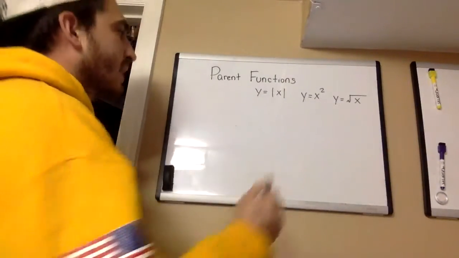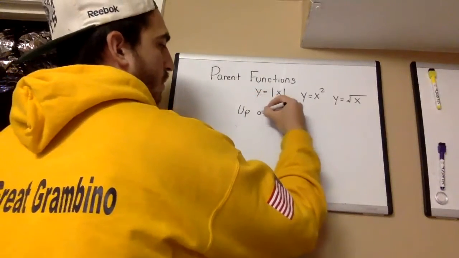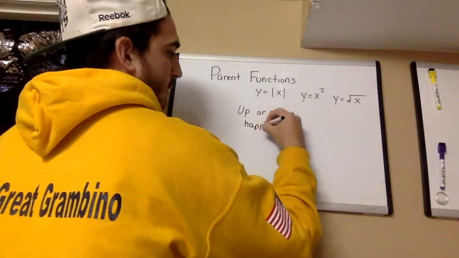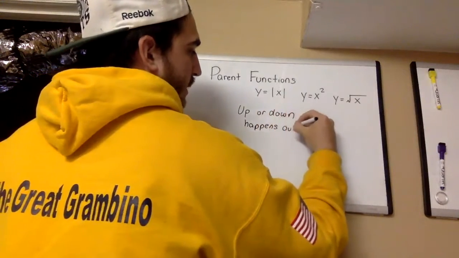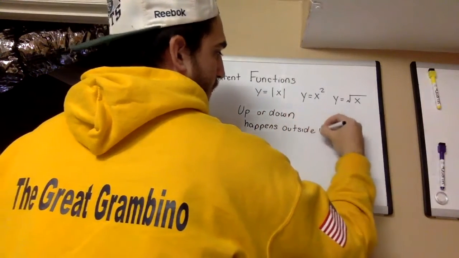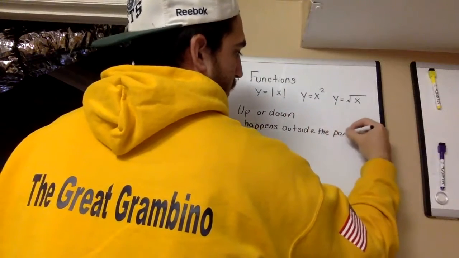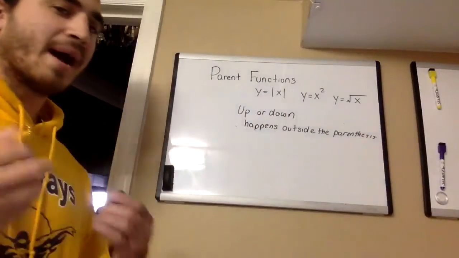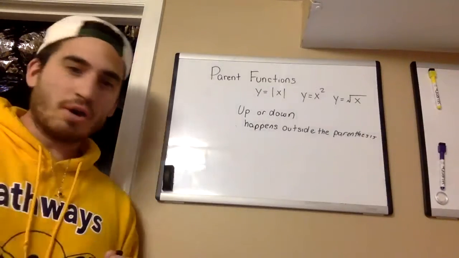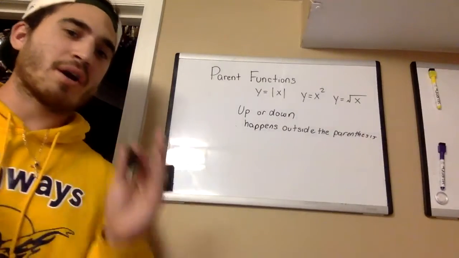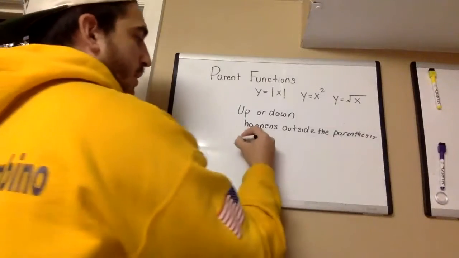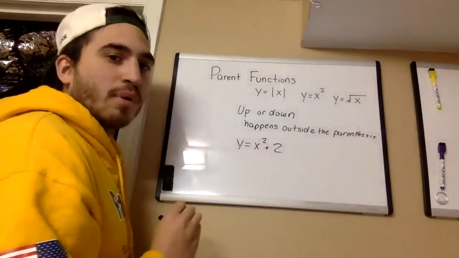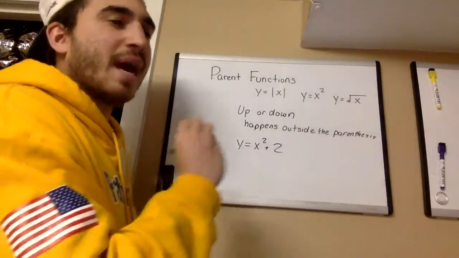So for up or down, let's write that. Up or down happens outside the parentheses. When I say outside the parentheses, that means that there are no parentheses in the problem, or it's actually occurring on the outside. So if we look at y equals x squared plus 2, notice how there are no parentheses, which means this plus 2 is on the outside.